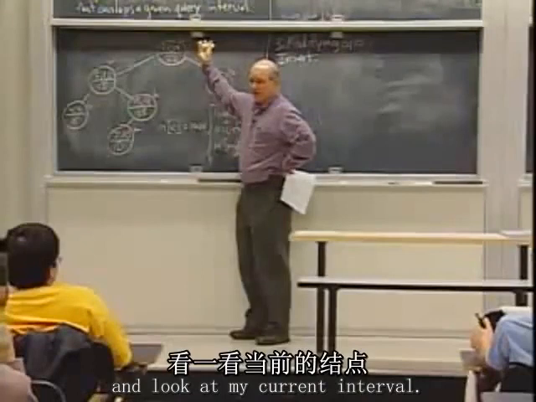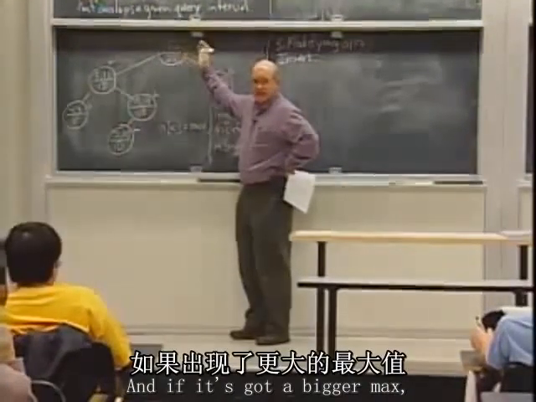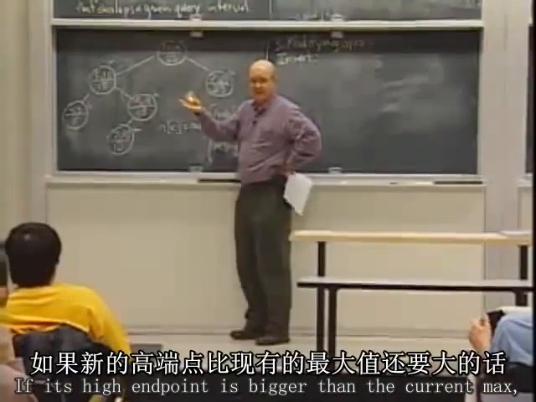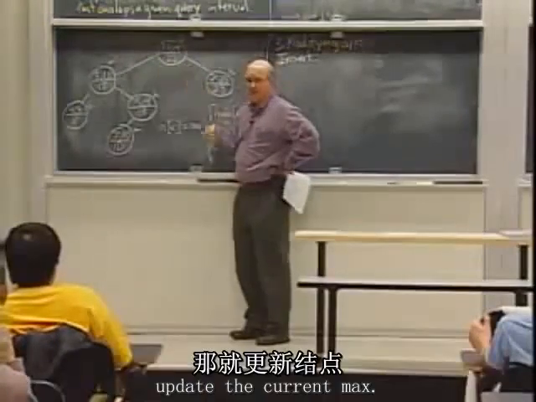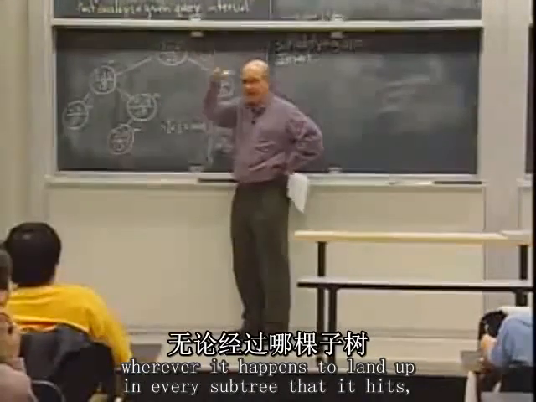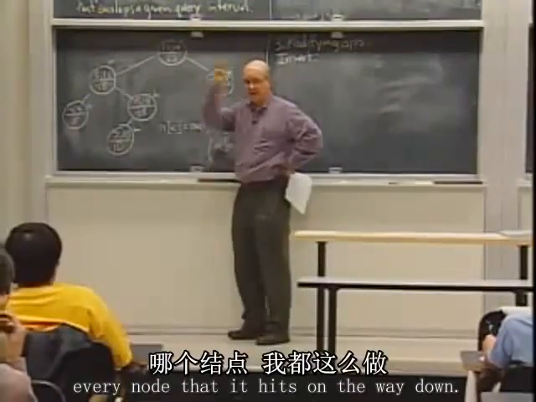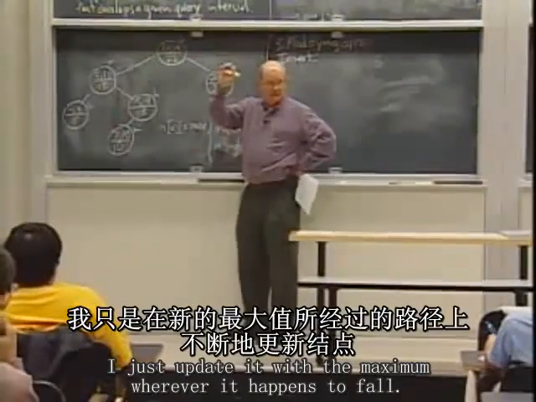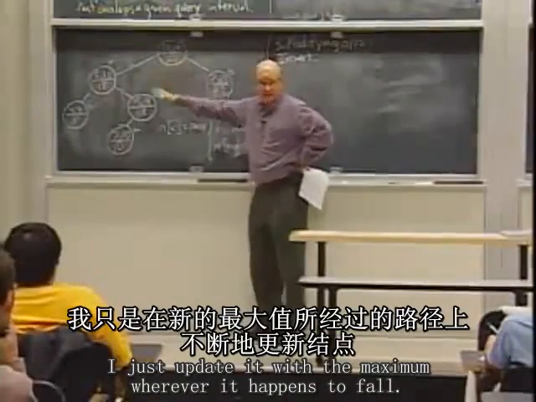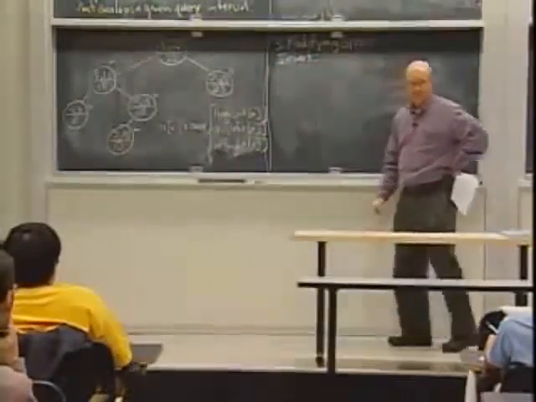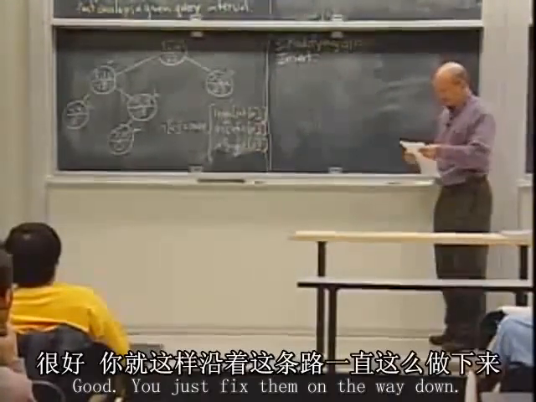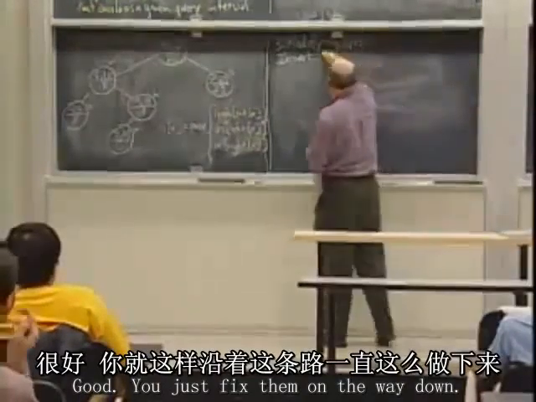You just go down the tree, and look at my current interval. And if it's got a bigger max, this is something that's going into that subtree. So if its high endpoint is bigger than the current max, update the current max. And just do that as I'm going through the insertion, wherever it happens to land up, in every subtree that it hits, every node that it hits on the way down. I just update it with the maximum wherever it happens to fall. Okay? Okay, good. So you just fix them on the way down.